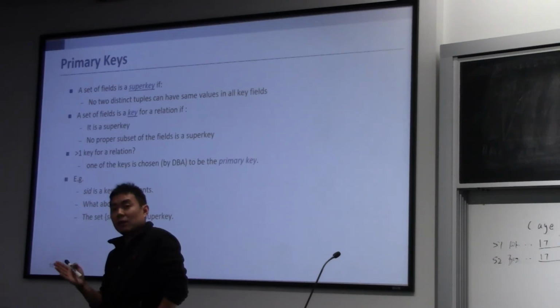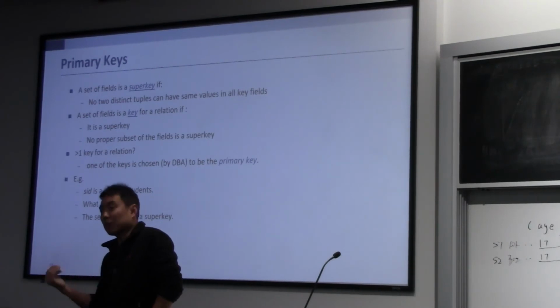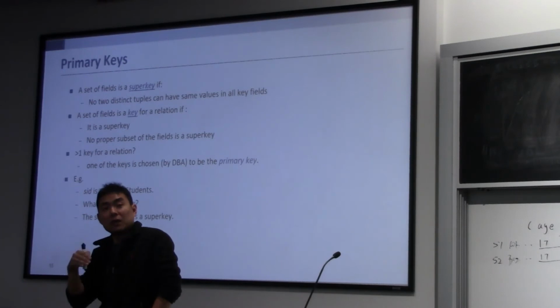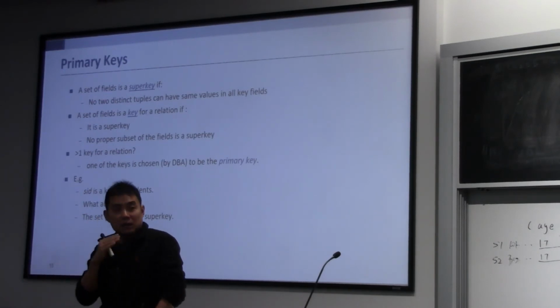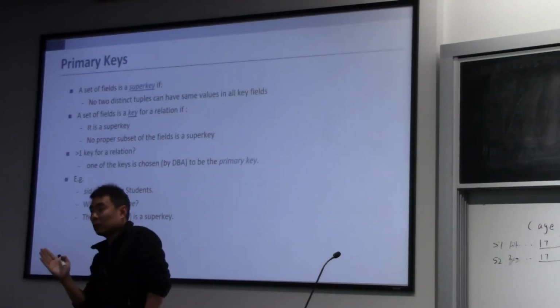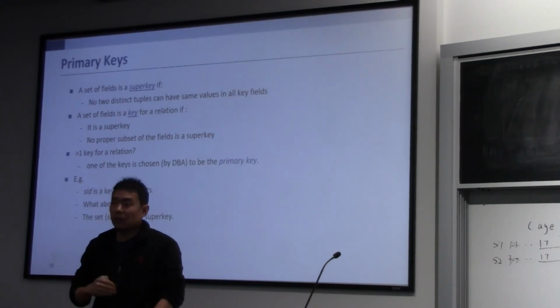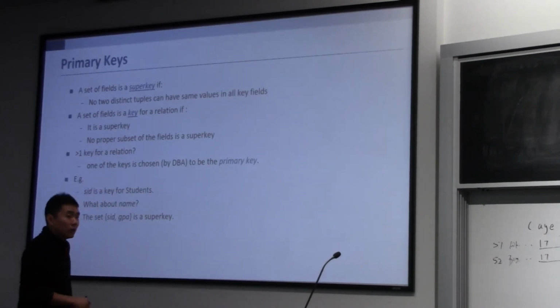In all cases though, primary key and candidate key must be keys. They cannot simply be just super keys. In other words, if it is a super key but not a key, then it cannot be either a primary key or a candidate key. It must be a key in order to be used as either a primary key or candidate key.